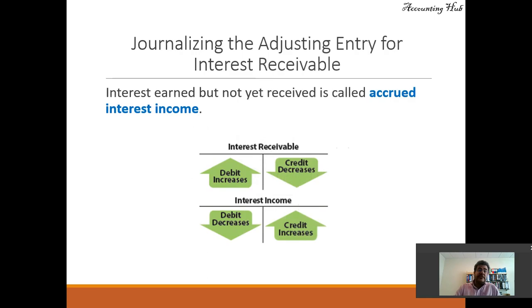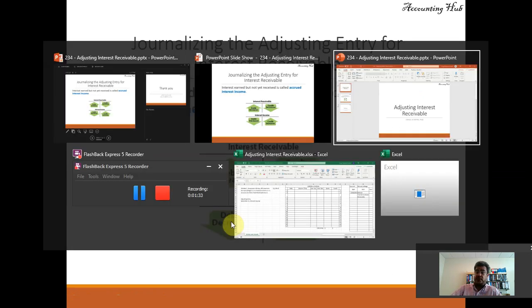So, interest earned but not yet received is called accrued interest income. So, interest receivable, we will debit increases, credit decreases, just like any other receivable. Interest income, it is a revenue. So, credit increases, debit decreases. Let's see how it works.